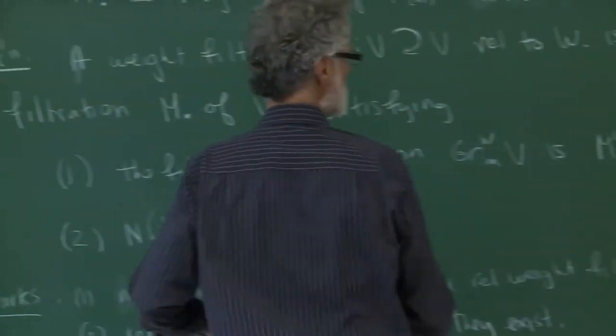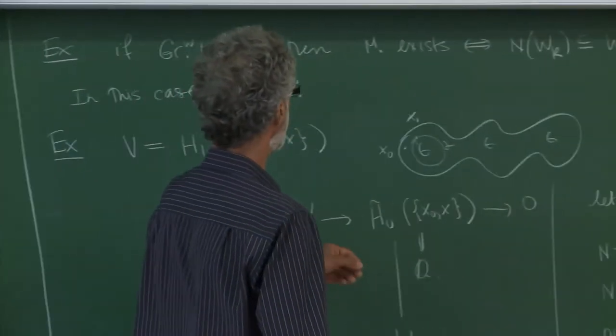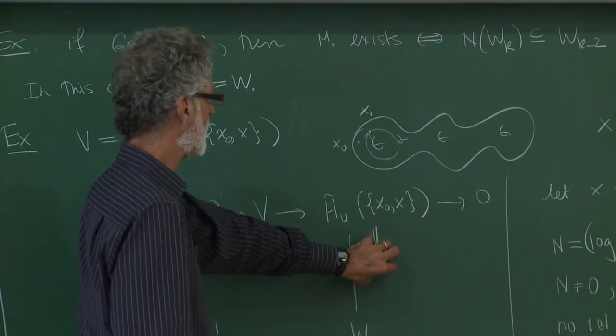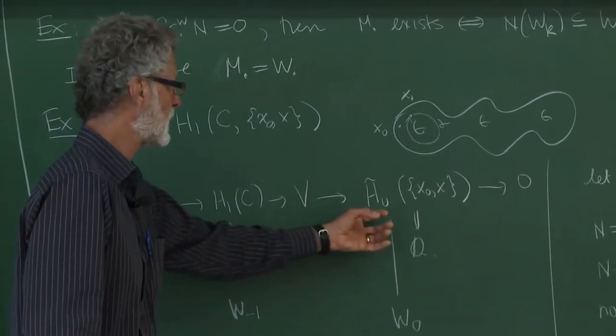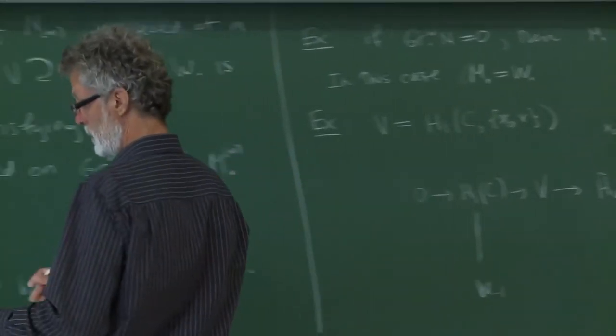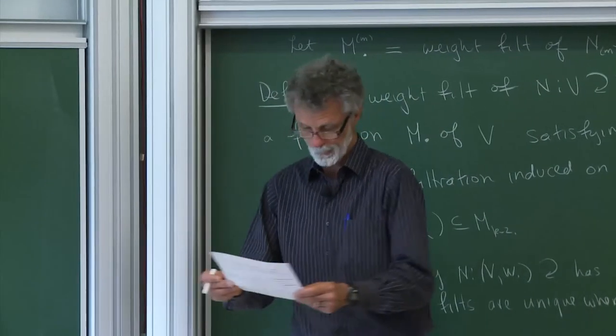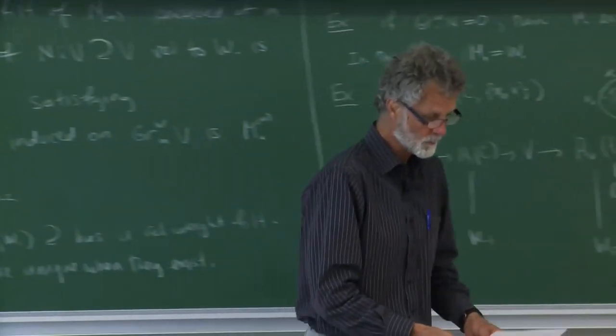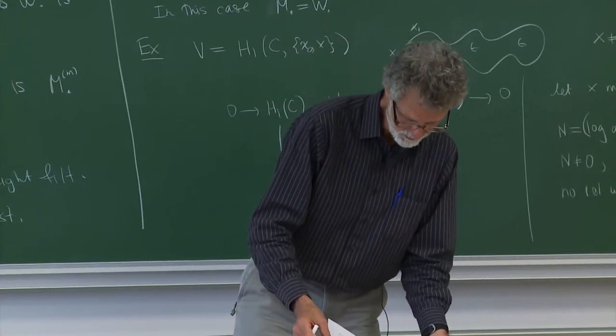It's a silly thing, because for there to be a relative weight filtration, N would have to lower weights by 2. But if it lowered weights by 2, it would be trivial. And there are better examples. I didn't think of one.